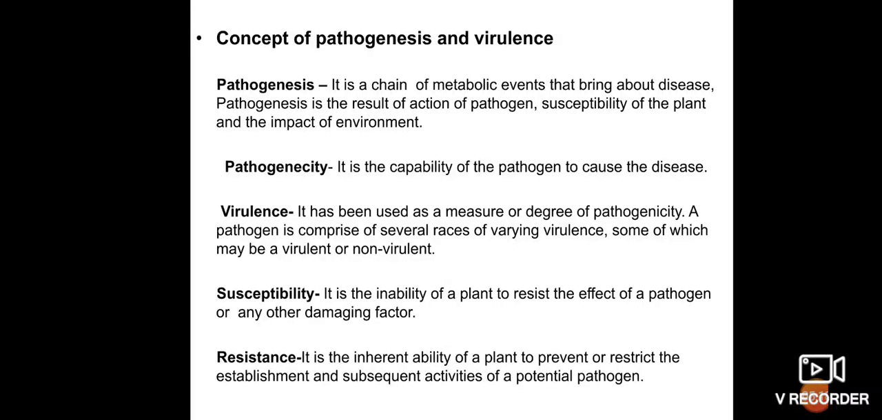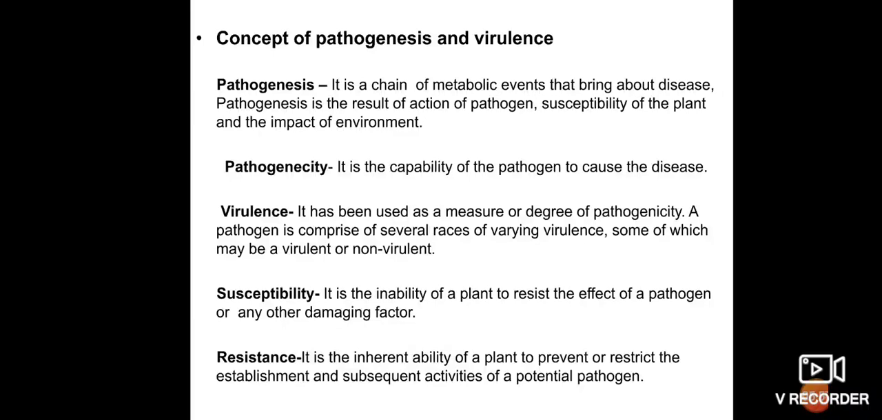Next is pathogenicity. Pathogenicity is the quality or characteristic of a pathogen of being able to cause disease. Next one is virulence. Virulence is used as a measure of the degree of pathogenicity. A pathogen is comprised of several races of varying virulence, some of which may be virulent and some of which may be non-virulent.